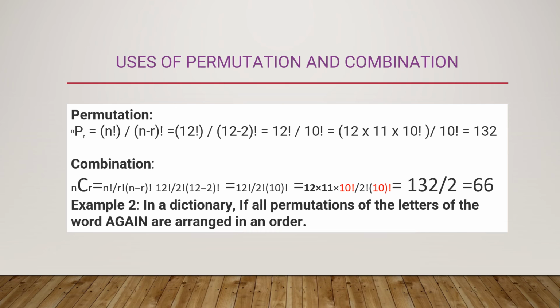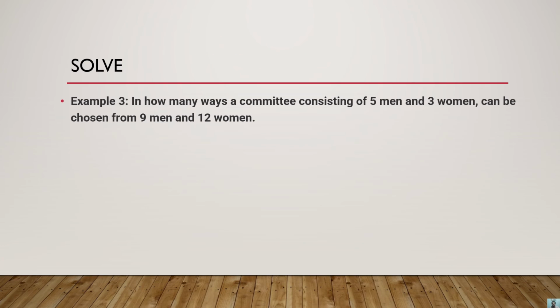As your activity, you can answer example number 2, which is: in a dictionary, if all permutations of the letters of the word AGAIN are arranged in order, how many permutations will we have? Example number 3. In how many ways can a committee consisting of 5 men and 3 women be chosen from 9 men and 12 women?